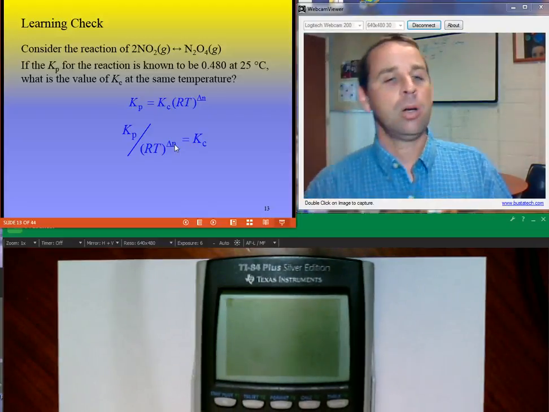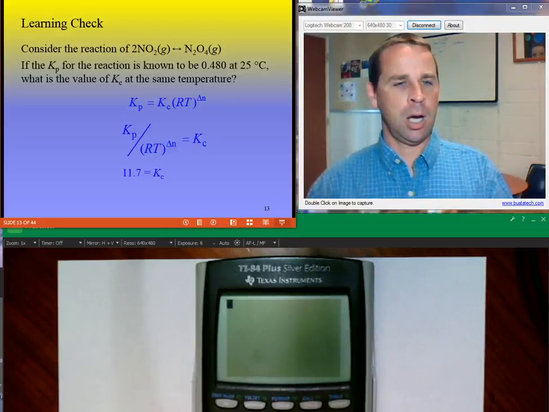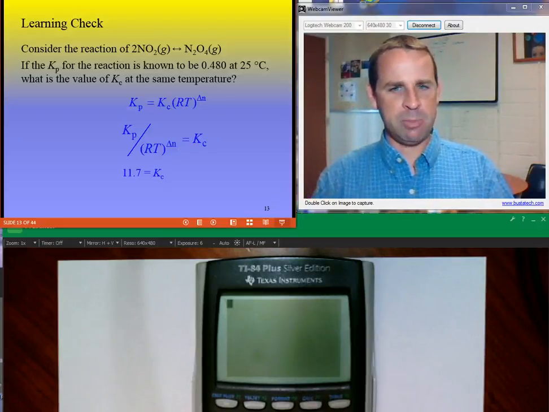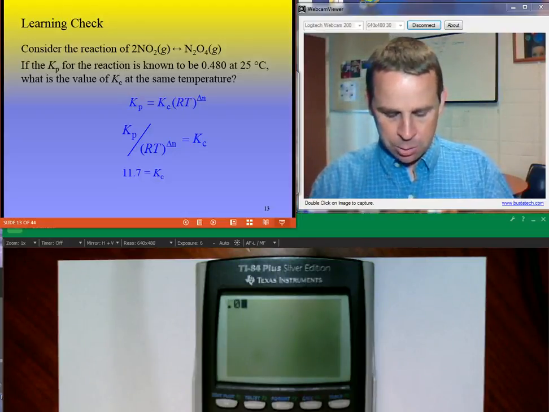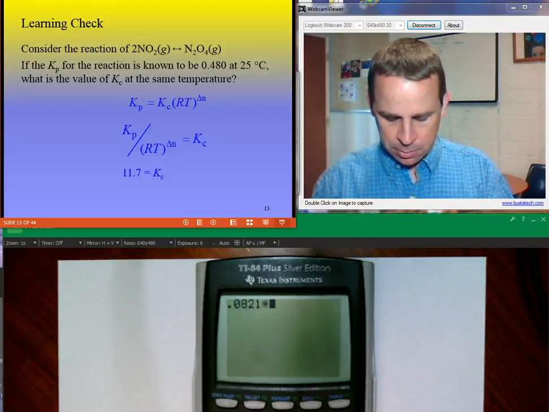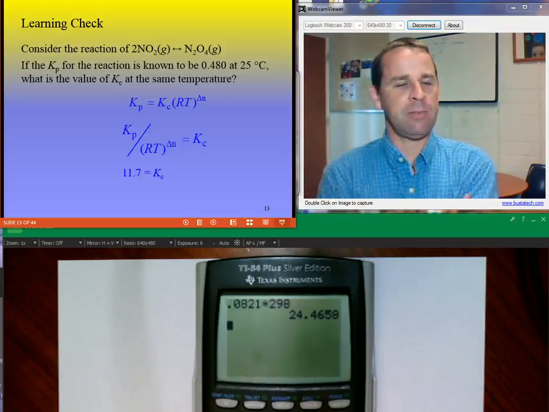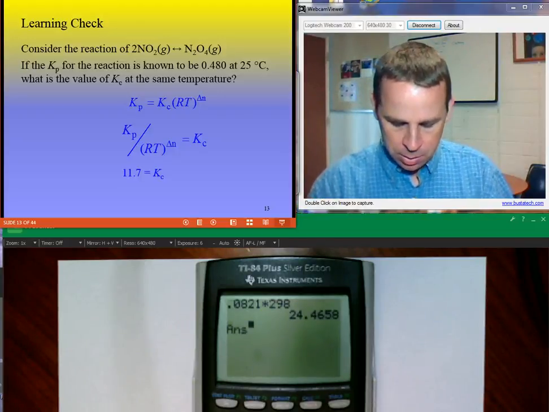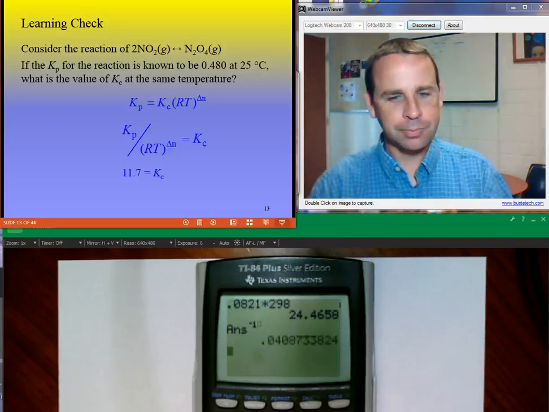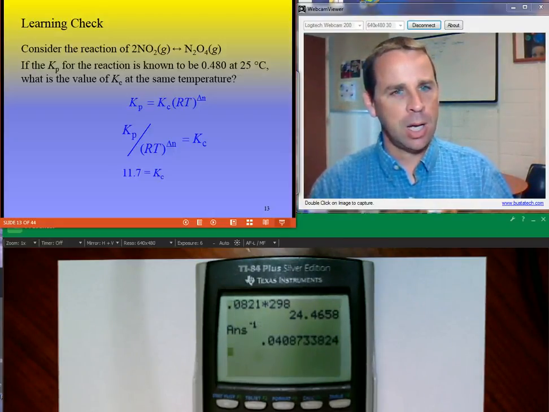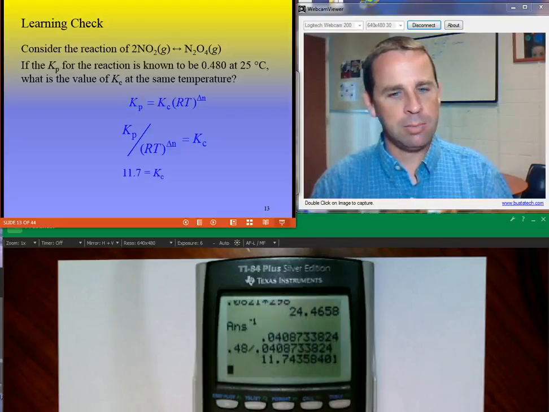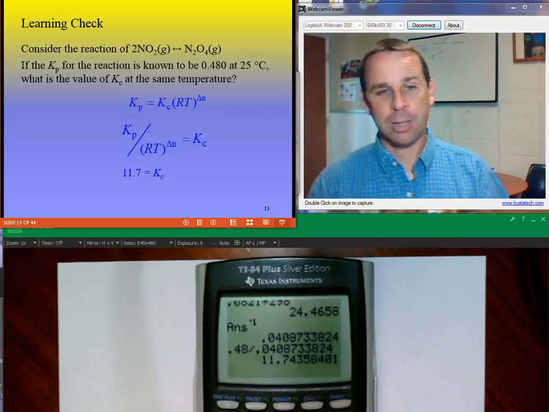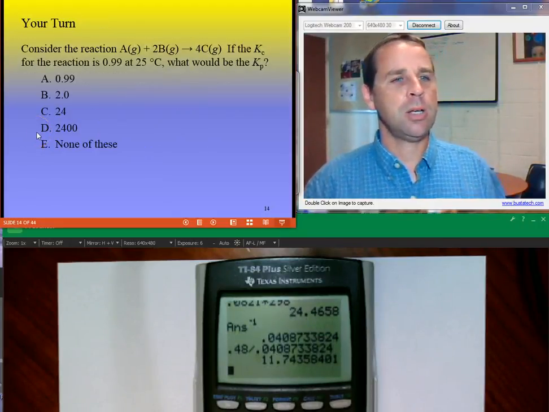Okay, so let's see if we can get 11.7 to spit out here. So I'm going to do the R, 0.0821, times the 298, and get that value down below, and then I'm going to raise that to the negative 1. All right, there's that value. And then I'm going to take my 0.48, which is the Kp, and divide it by that value that I just got, and I get 11.74.